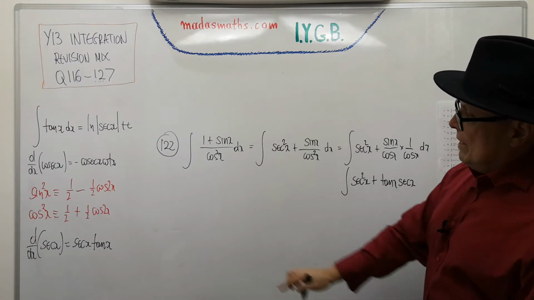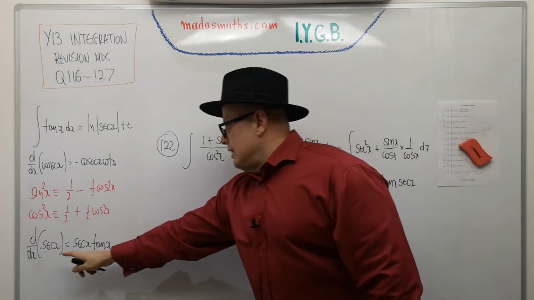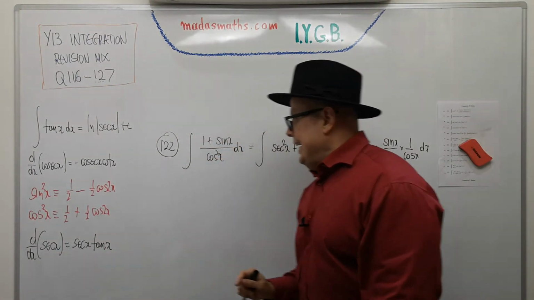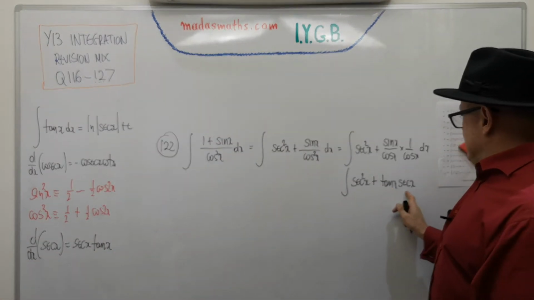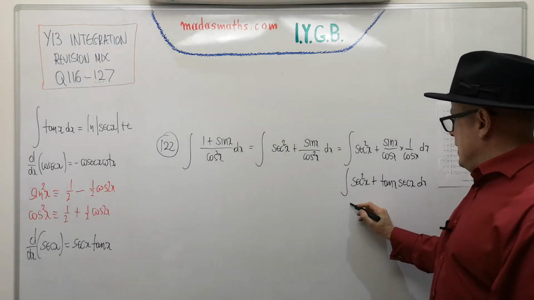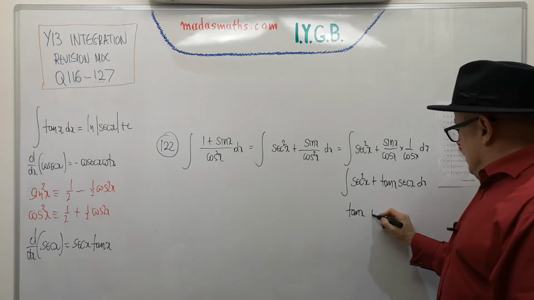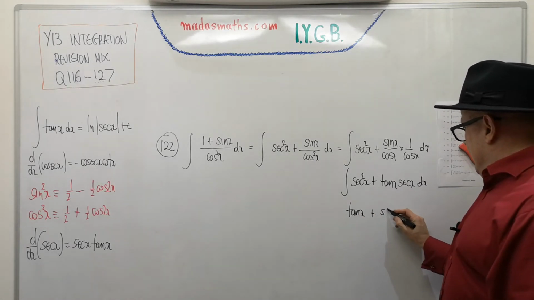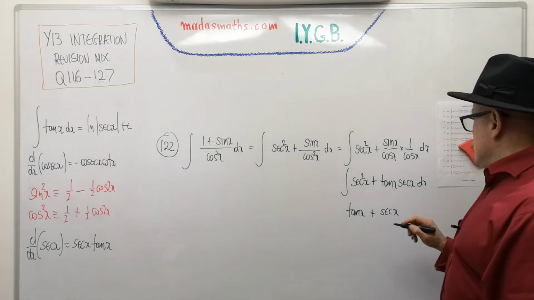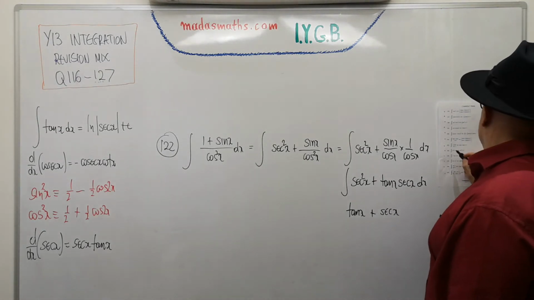Did I write this result up there perhaps earlier on for you? There you go. Bottom of the board there, the differential of a sec is sec tan. So this is now my sec tan, and there's a sec squared. And of course, this comes now from tan x differentiates to sec squared, plus a sec of x differentiates to sec tan. Okay, that was number 122.